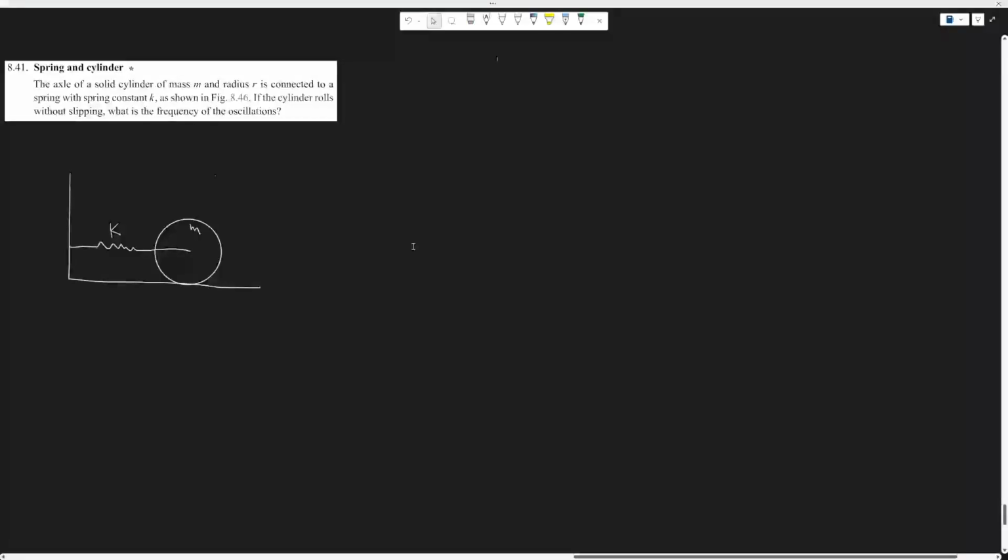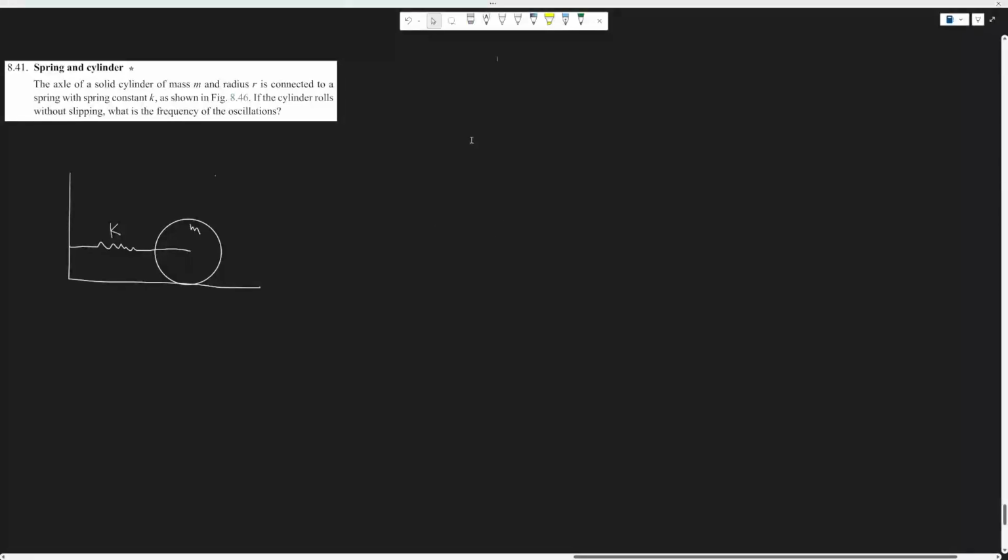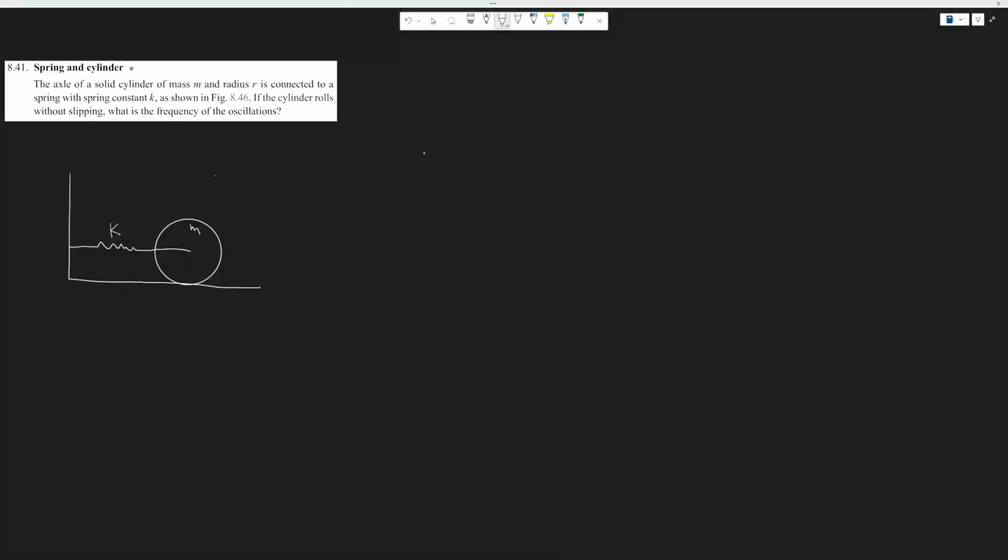Hello all. Today we will talk about exercise 8.41, spring and a cylinder. For this question, I actually found an alternative method to doing force analysis. So today we'll talk about the second method that I found.